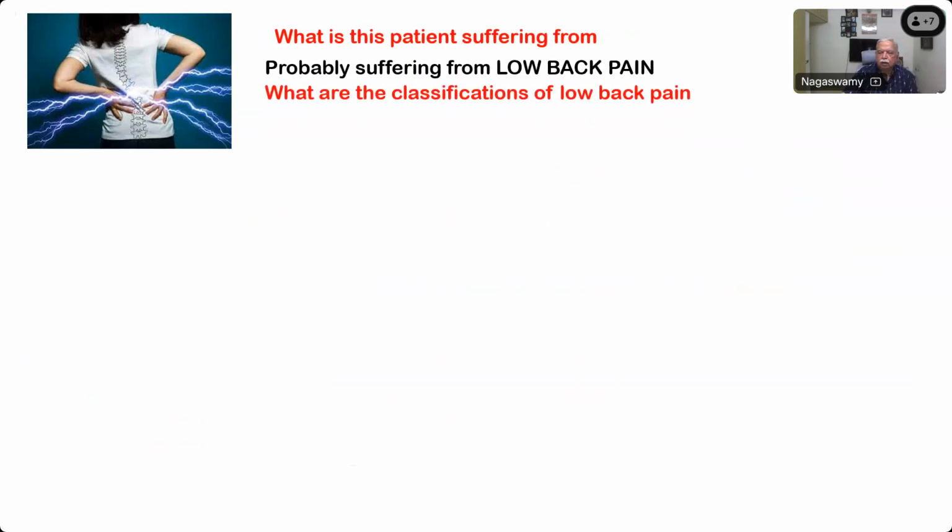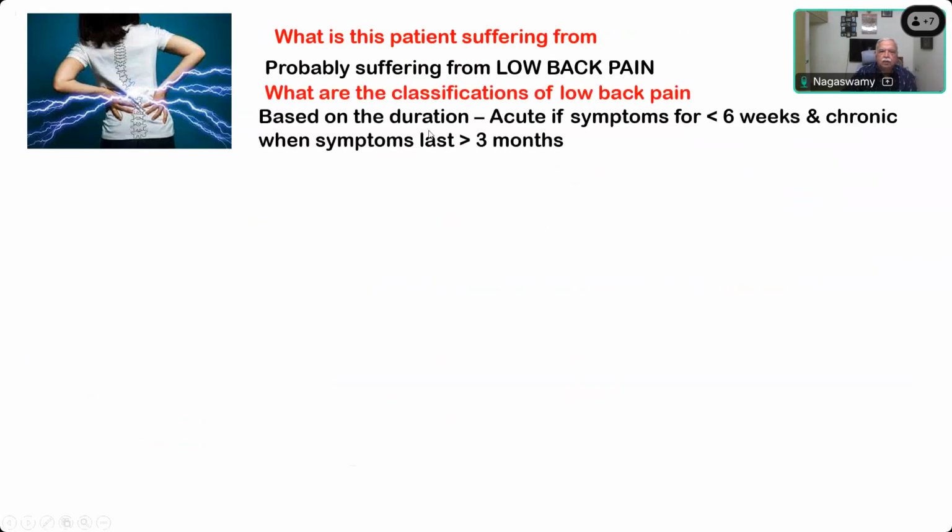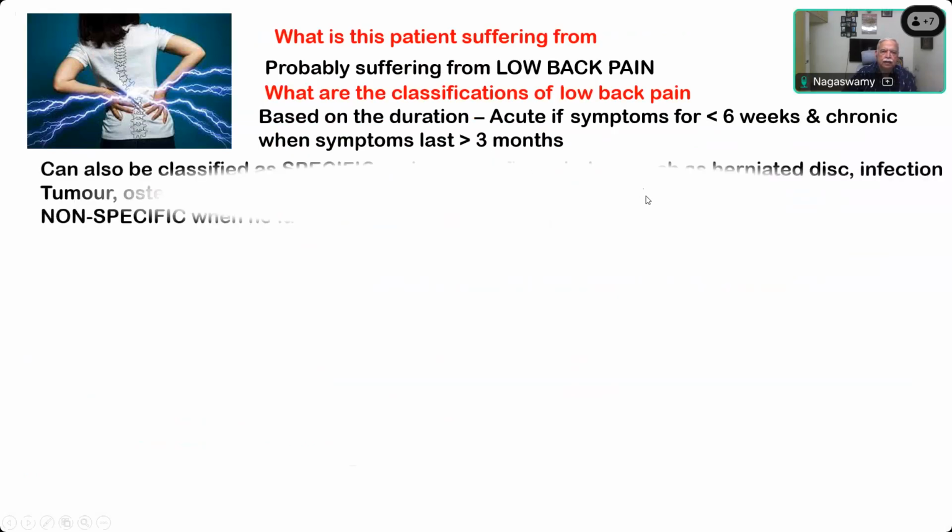One of the common chronic pain conditions, isn't it? Classification is sometimes based on the duration. It is acute if symptoms are less than 6 weeks, and chronic when the symptoms are more than 3 months. So acute low back pain, less than 6 weeks of pain. If it is lasting more than 3 months, it should be called chronic low back pain.